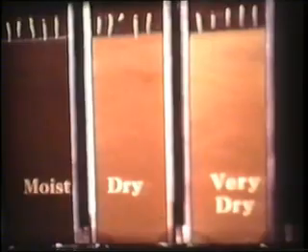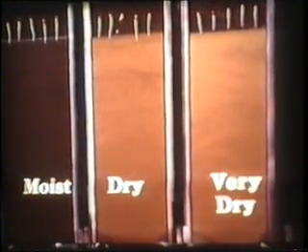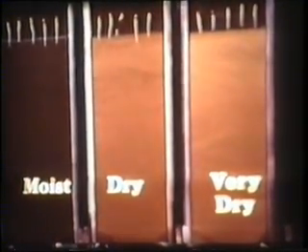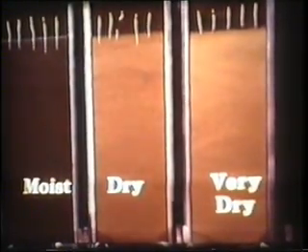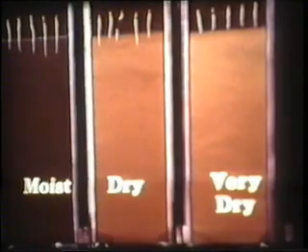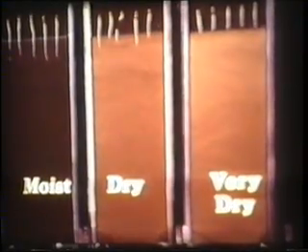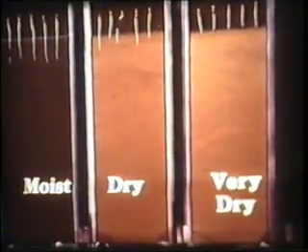Here we show the effects of 3 levels of subsoil water on root growth. In all 3 compartments, surface soil was at field capacity. In the left compartment, the subsoil was at field capacity. In the center one, the subsoil was moderately dry. In the right one, the subsoil was at the wilting point. Notice the difference in color caused by the soil water content.